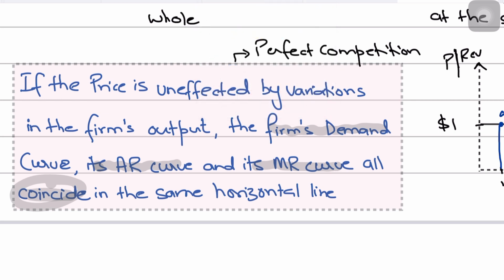At times we refer to things for our own understanding to simplify it, but it does not necessarily mean we need to write it in the same way in the exam, because it's our exam, right? So what will you write in the exam? You will write that the firm's demand curve, its average revenue curve, and its marginal revenue curve all coincide in the same horizontal line.